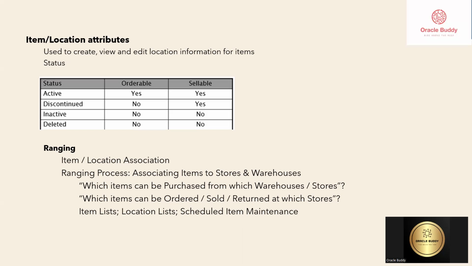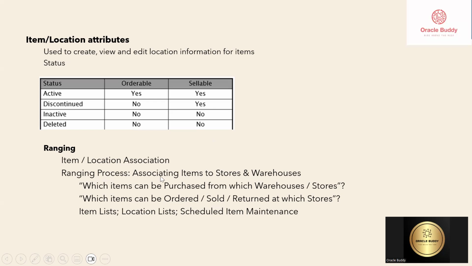There are different statuses: status A as active, status C as discontinued, status I as inactive, and status D as deleted. For active items, you can order and sell both. For discontinued items, you cannot order from the supplier anymore, but you can sell the discontinued item until you have the stock. Inactive items cannot be ordered or sold, and deleted ones you cannot order or sell as well.